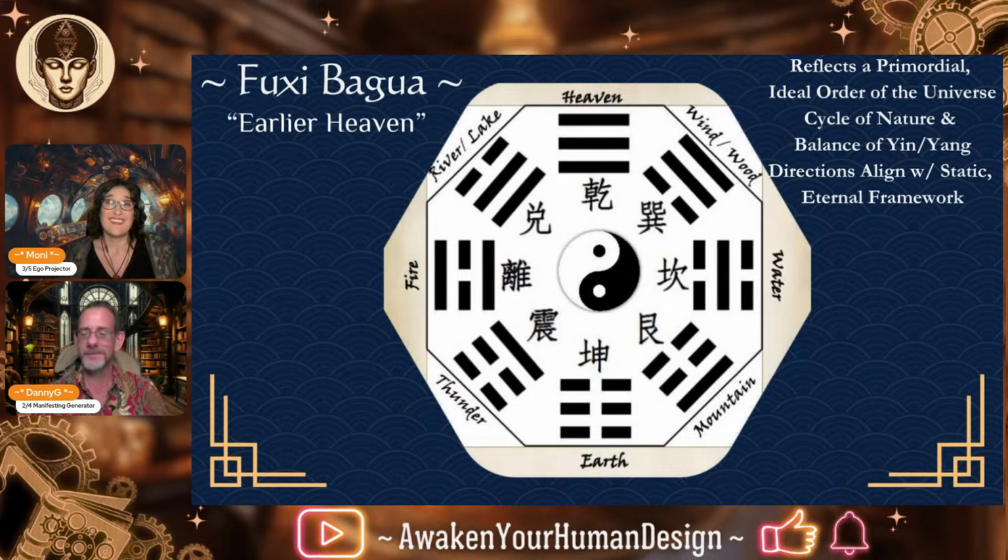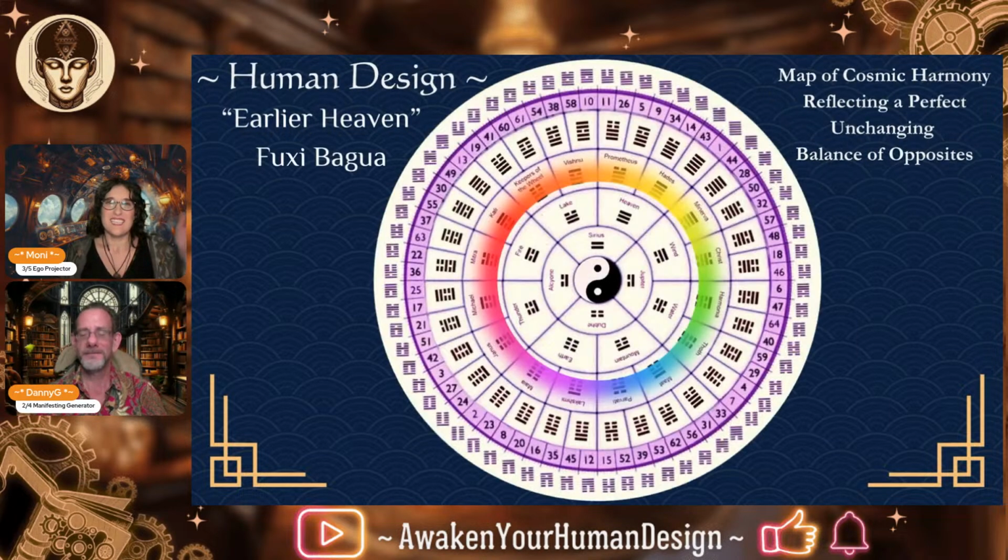It's perfect. Absolutely. And this is the same bagua base that human design uses, which is why I wanted to bring it up. So human design is using that earlier heaven, that Fuxi bagua. I love this version of the body graph, by the way. It's absolutely one of my favorites because you can just go from the center and build it out from the source to yin yang to the 2 to 3 out to the 6 lines. But I highlighted what we're looking at here, which is those 8 trigrams.